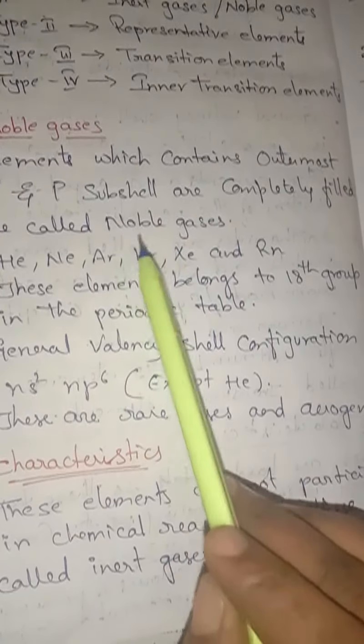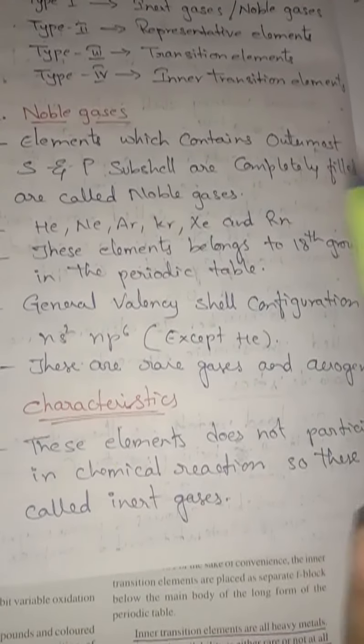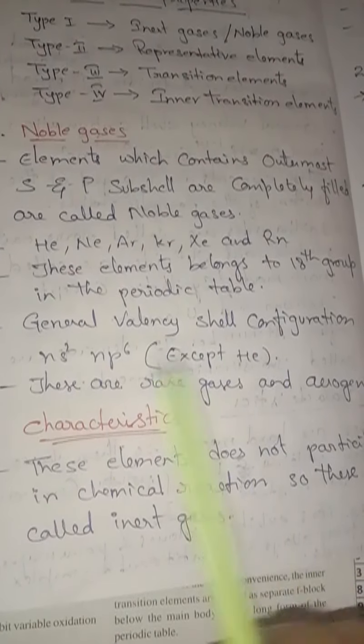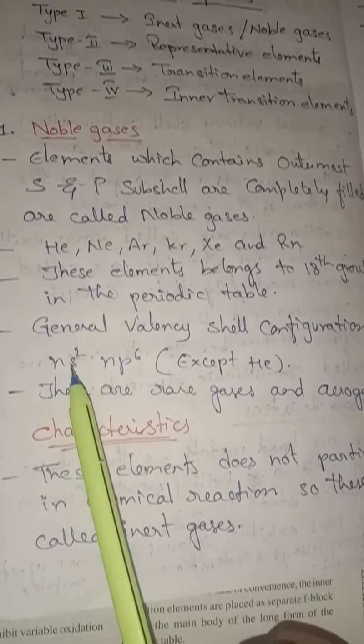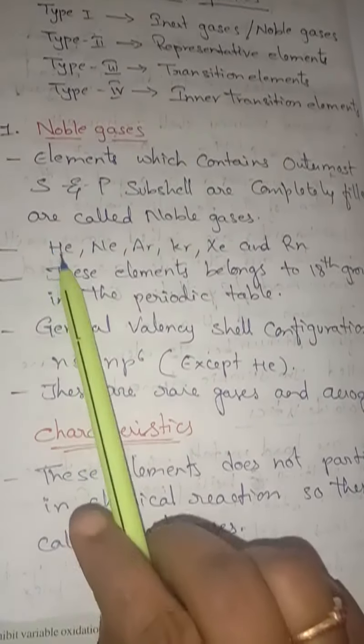What are the elements present in the 18th group? They are helium, neon, argon, krypton, xenon and radon. These elements belong to the 18th group in the periodic table, or the 8th group also we can say. The general valence shell configuration is ns2 np6, except helium. Why helium? Because helium's atomic number is 2, that is 1s2. So it obeys only the duplet rule, not octet. As it has its subshell completely filled, it is also a noble gas.